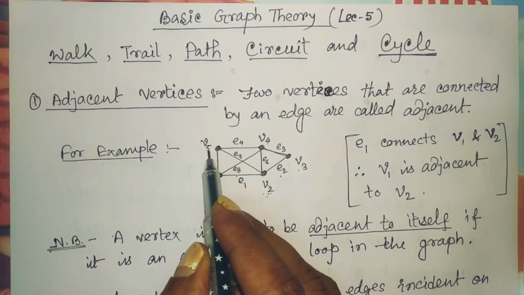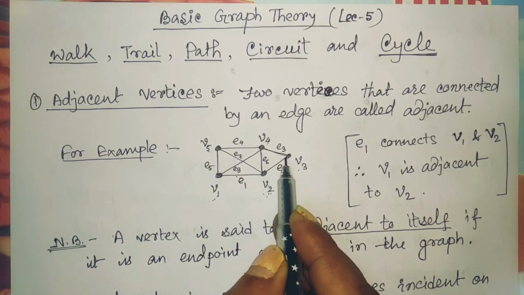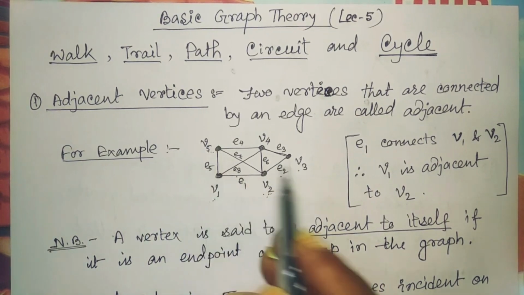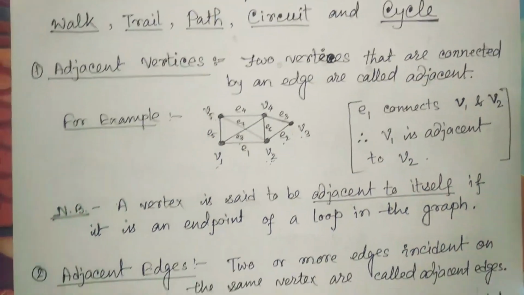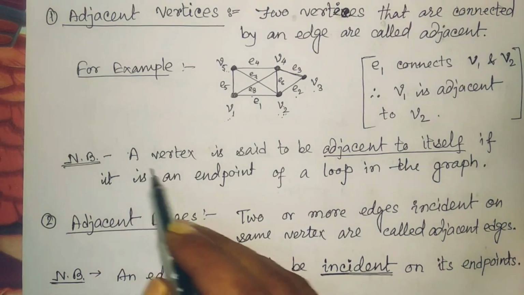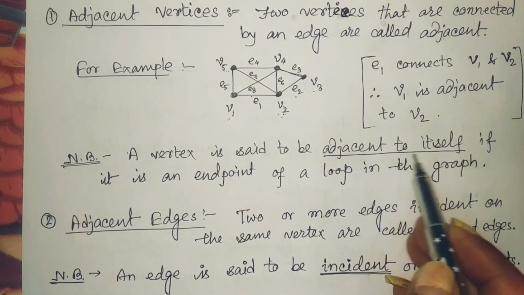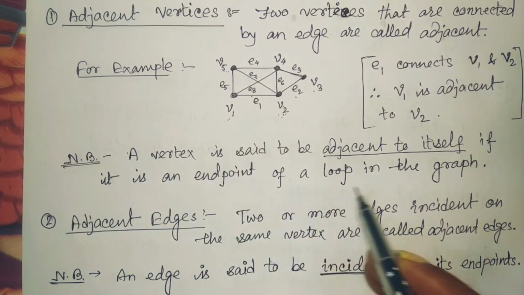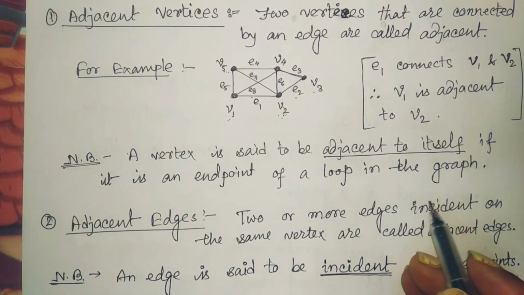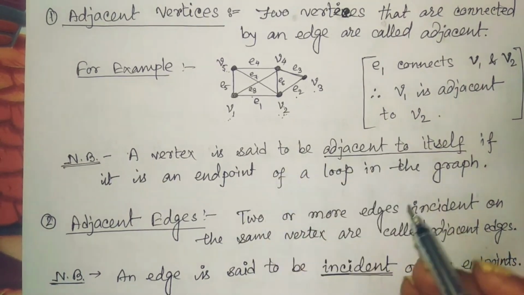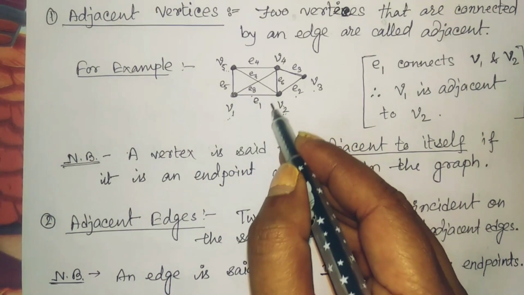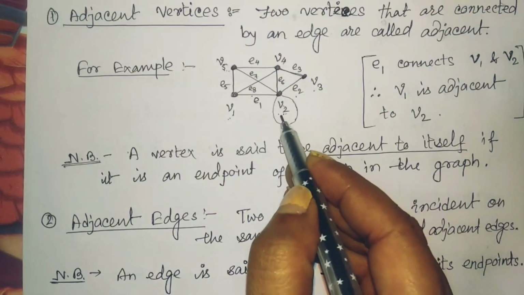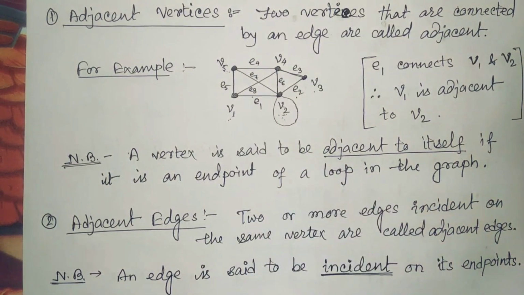V5 and V3 are not directly connected. That's why V3 and V5 are not adjacent vertices. A vertex is said to be adjacent to itself if it is an end point of a loop in the graph. If a loop exists in a graph, then for the loop the starting point and the end point are both the same. That's why we can say V2 is adjacent to itself.